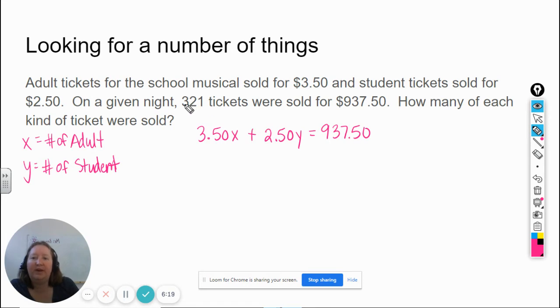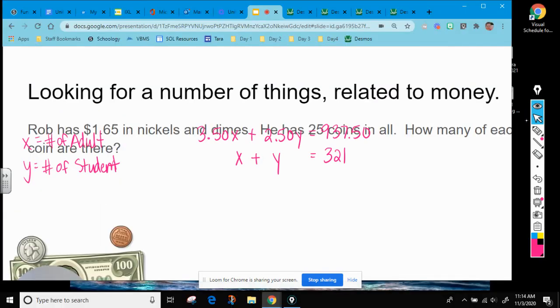Then I also have the number of total tickets that were sold, but I don't know how many of each kind. Well, I don't have to figure it out right this second. I just have to know that the number of adult tickets plus the number of student tickets is a total of 321. So now you have a system. So now you can go and try to solve that system by going to Desmos.